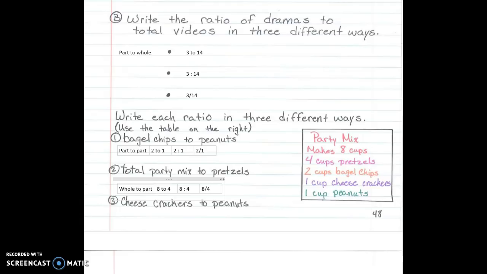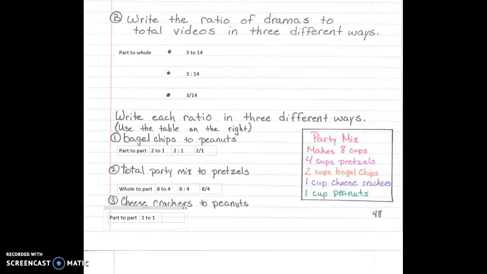Alright, let's practice the cheese crackers to peanuts. This again is a part-to-part comparison. Alright, so what does that look like in terms of numbers? So we have cheese crackers, which is 1 cup, to peanuts, which is 1 cup. So this is a 1-to-1 comparison, or a 1-to-1 ratio.